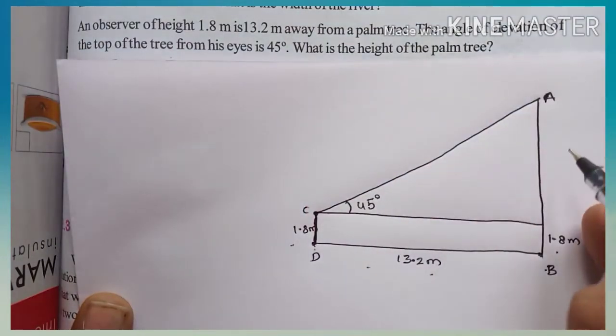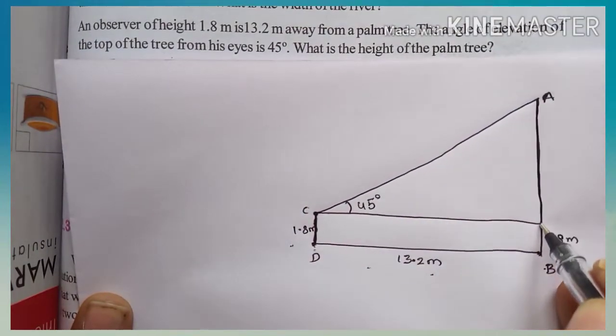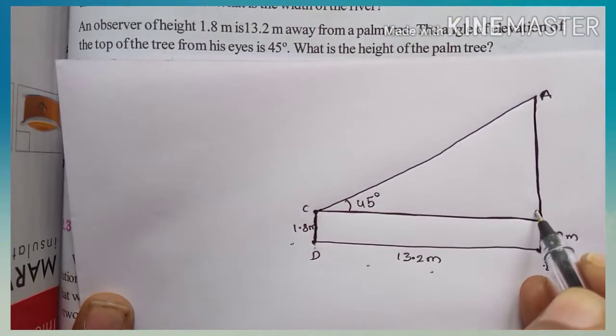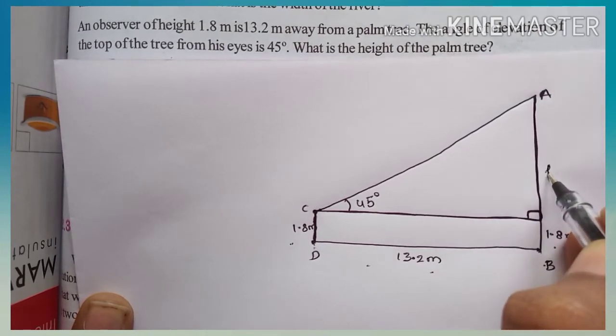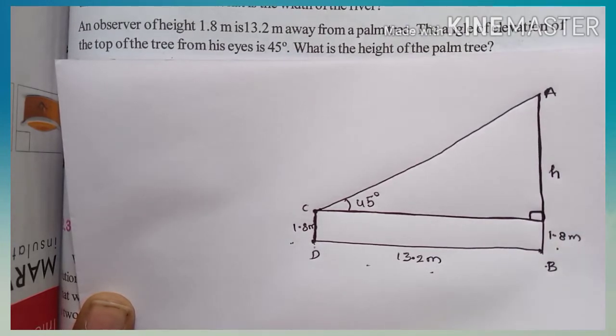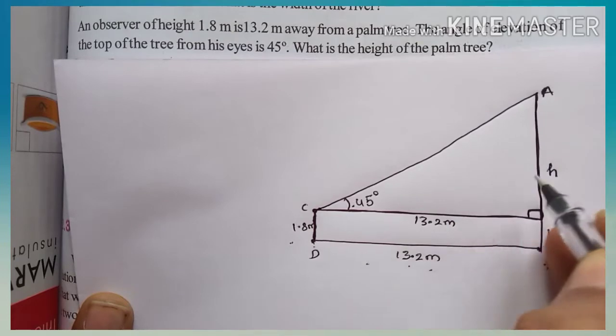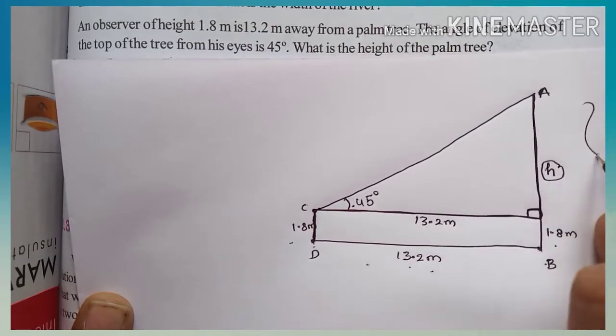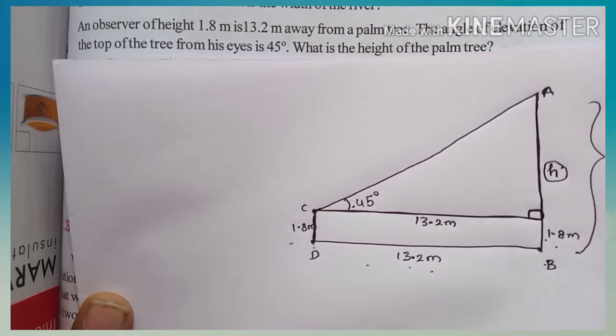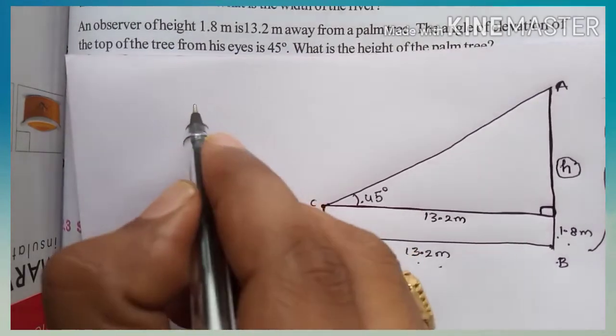What is the height of the palm tree? If you take only this part, which forms a right triangle, let us take this one as H, right? Now we have to find out, this is 13.2, this is also 13.2. We have to find out this H. After that we can add the 1.8, right?